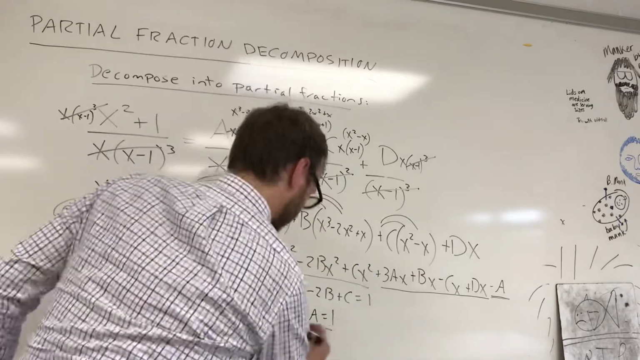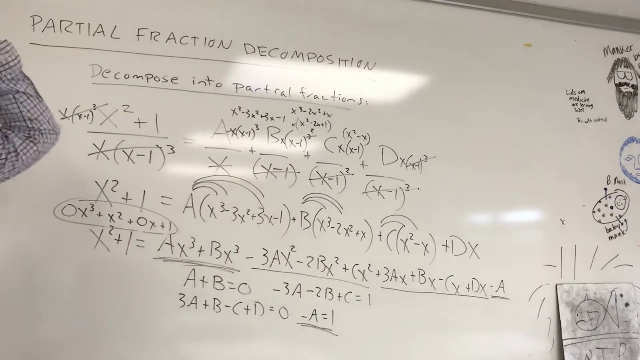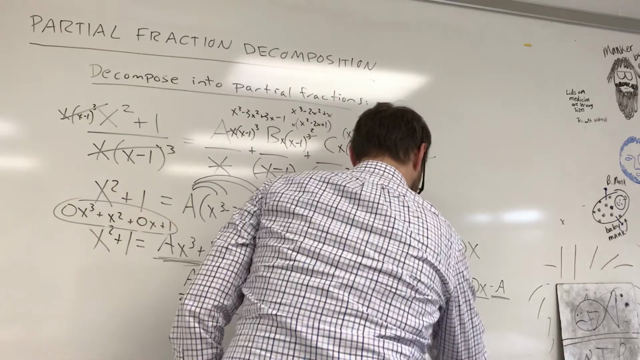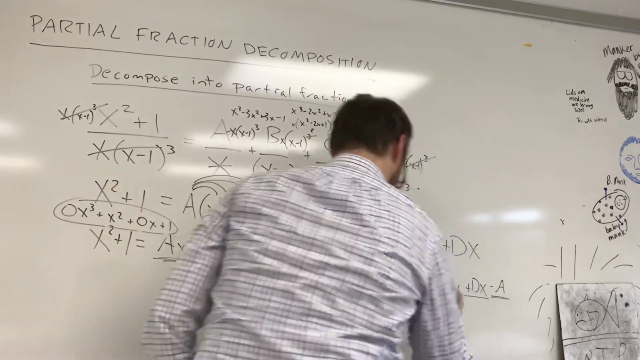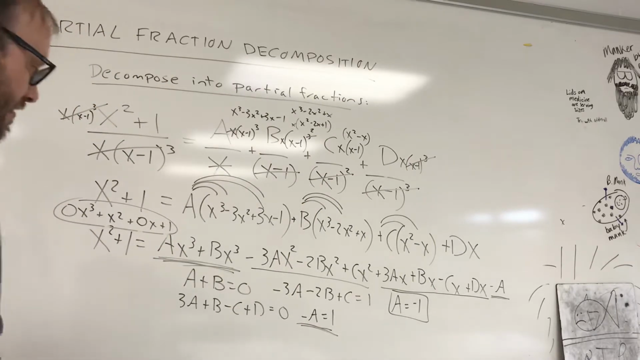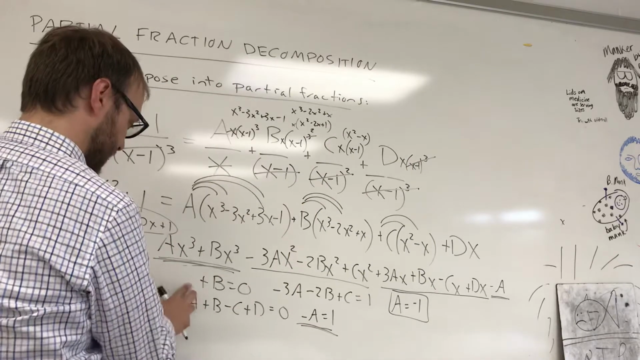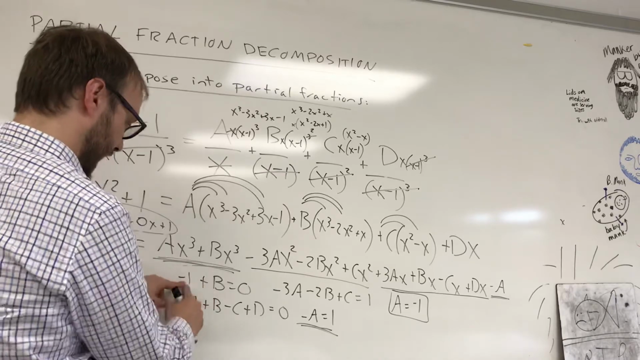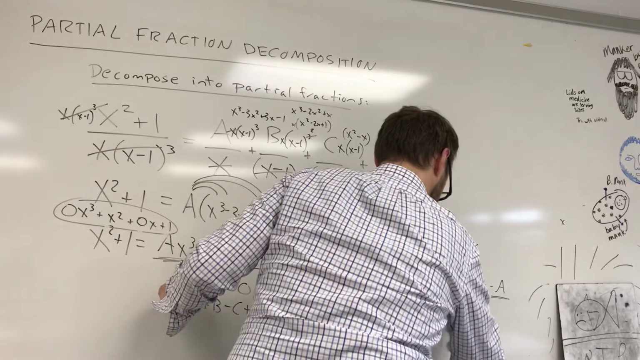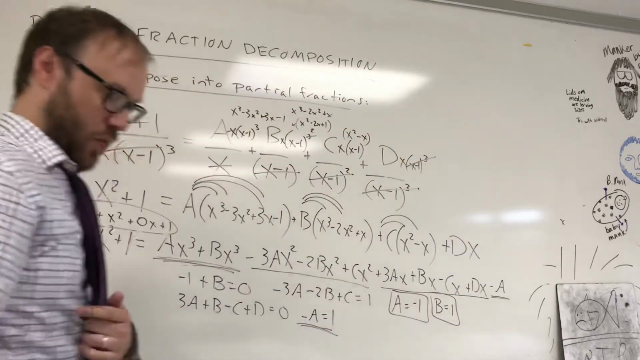And by the way, that tells me something very important. If negative a is equal to 1, that means that a is equal to negative 1. And I can substitute that back into a lot of my equations, and I can find other values very quickly. So if a is supposed to be negative 1, negative 1 plus b is 0. That means b is supposed to be equal to positive 1.